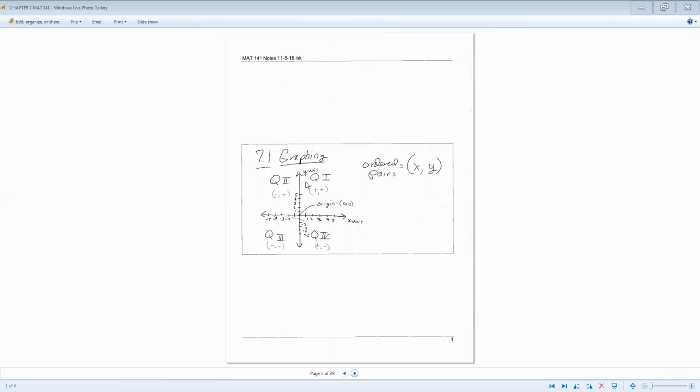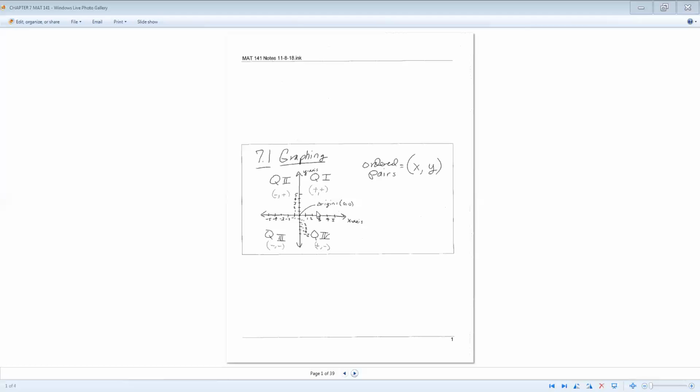So we have our Cartesian coordinate plane. It's made up of a vertical axis, which is your y-axis, and a horizontal axis, which is your x-axis. Where they intersect is the origin, with coordinates 0, 0. Everything to the right of your origin will be positive. Everything to the left of your origin is negative. Above your origin, positive. Below your origin, negative.